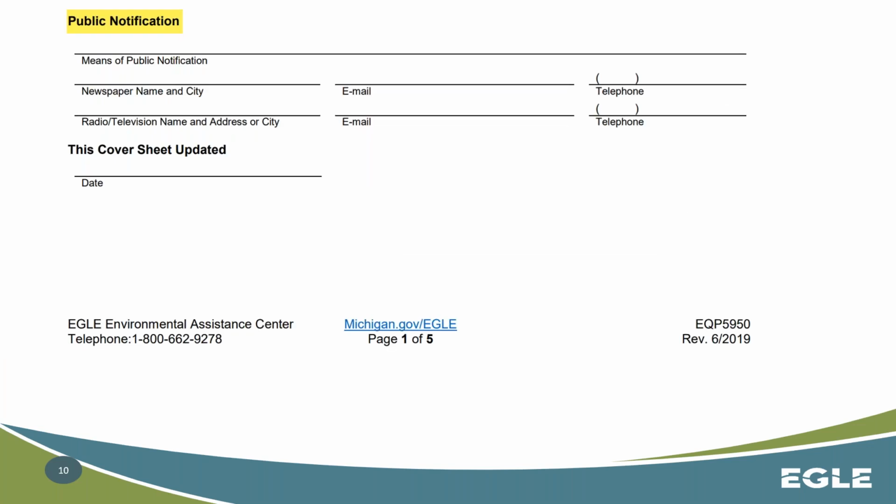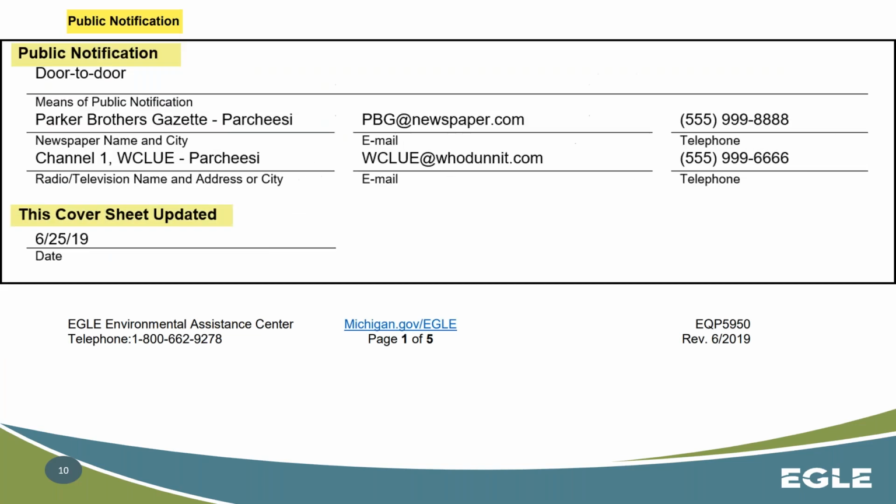The next section is for public notification information. List how and what media you'll use to communicate to your customers in case of a boil water advisory or other emergencies that might arise. For smaller supplies, it might be door-to-door, and for larger systems, it might be a combination of TV, radio, and newspaper. Finally, the last section on this page is for the date when the water supply updated the cover sheet.